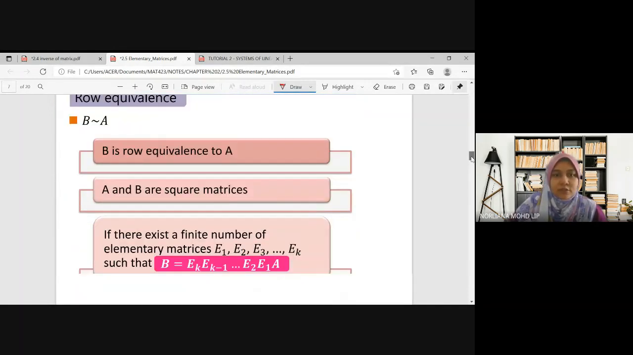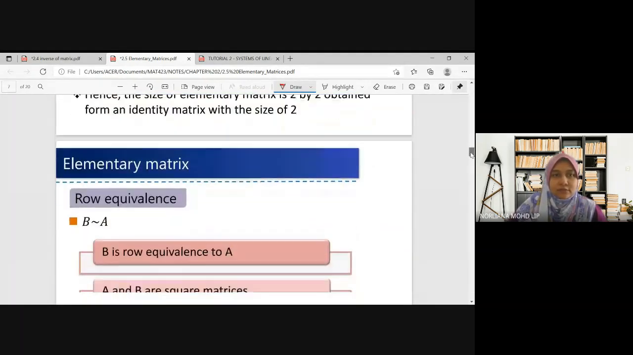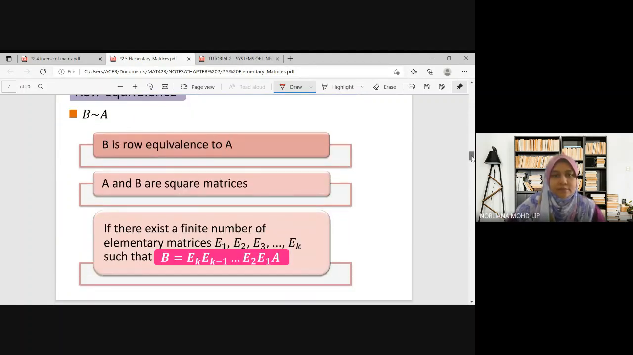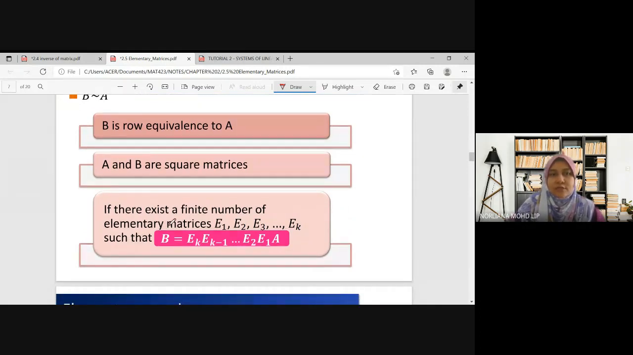Okay, next is the row equivalent. Matrix B is row equivalent to A. A and B are square matrices, if there exists a finite number of elementary matrices E1, E2, E3 until Ek, such that B equals Ek times Ek minus 1 times E2 times E1 times A.